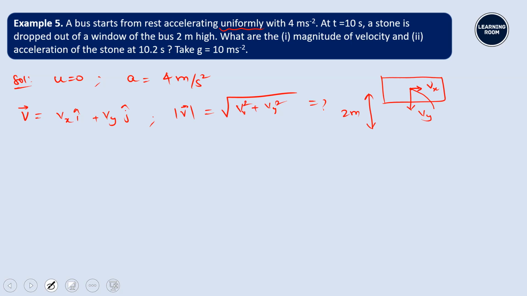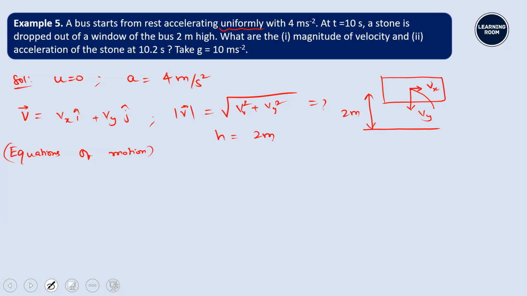So further, let us take the equations of motion into consideration. The height from which the object is dropped is 2 meters. Is that right? So h is how much?